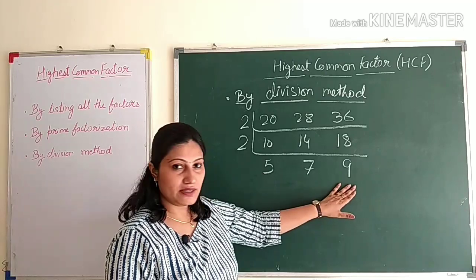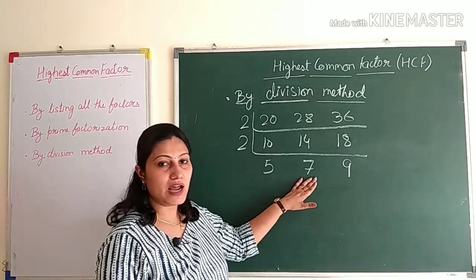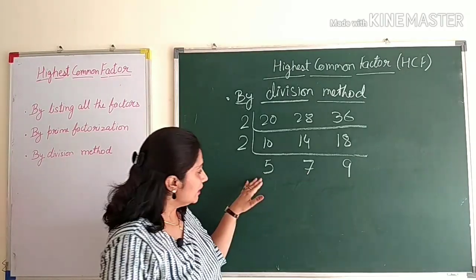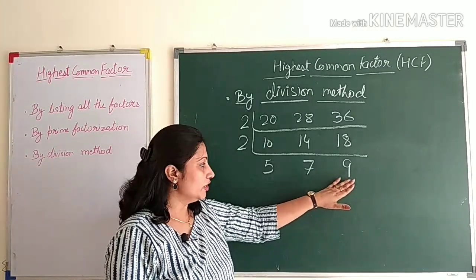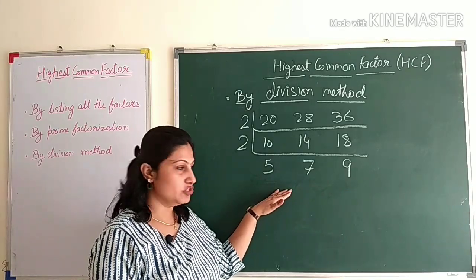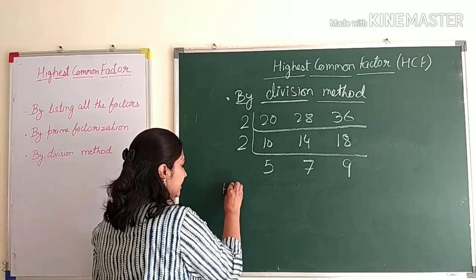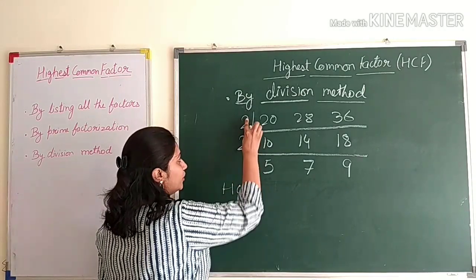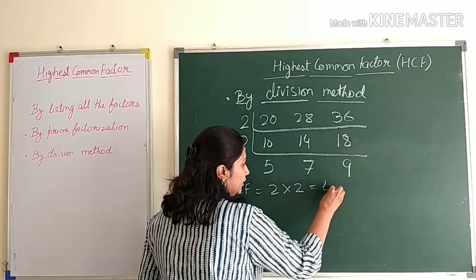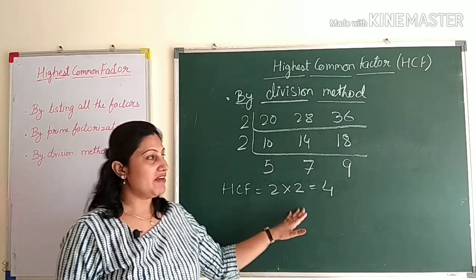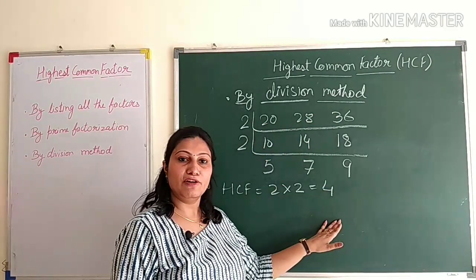Out of these 3 numbers, you can see 5 and 7 are prime numbers. It means they are not all together divisible by a common number. So we will stop here for the division. So what will be the HCF of these numbers? It will be 2 and 2, meaning 2 multiplied by 2 is equal to 4. So the highest common factor of these three numbers will be 4.